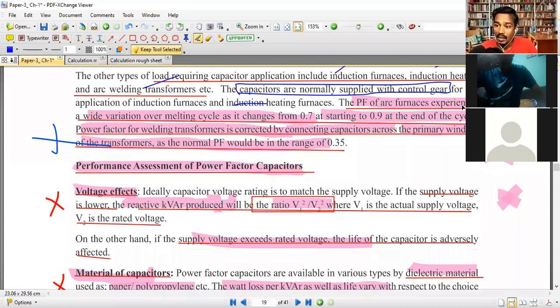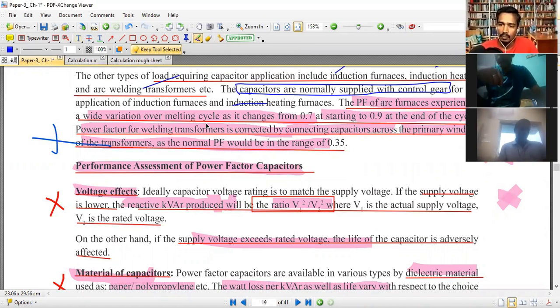The power factor of arc furnaces experiences wide variation, as the furnace always changes from melting to final product. The power factor change is 0.3 to 0.7. According to the starting point, 0.7 to 0.9 change. Then according to that they will insert the capacitor bank.